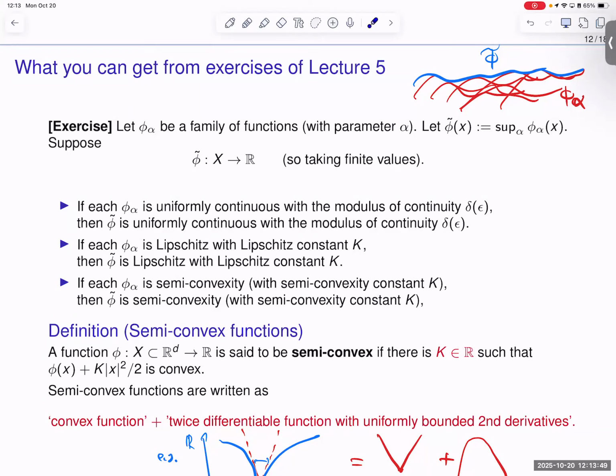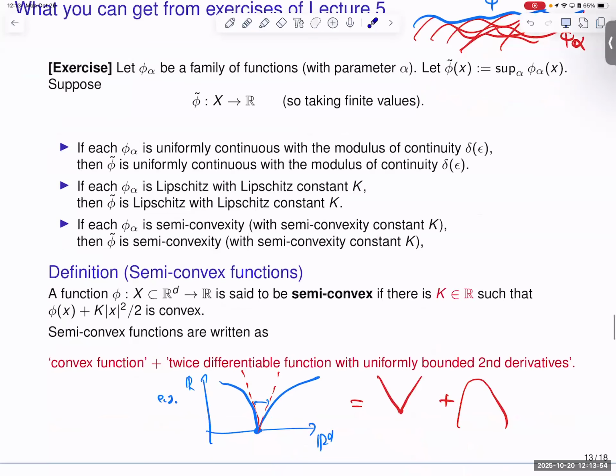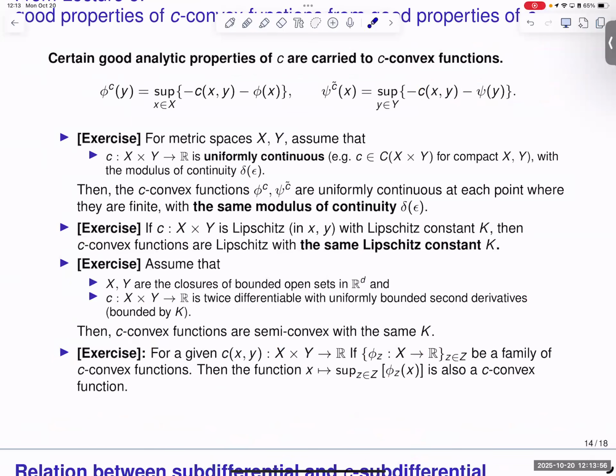Uniform continuity, Lipschitzness, and semi-convexity. So that's why you have all these properties: if c has one of these nice properties, then the corresponding c-convex function, which is given by the supremum of those functions, again enjoys that nice property. Okay, good.